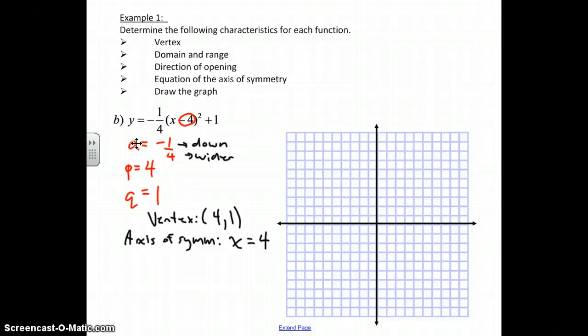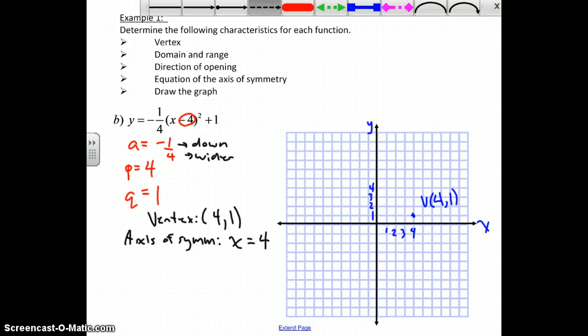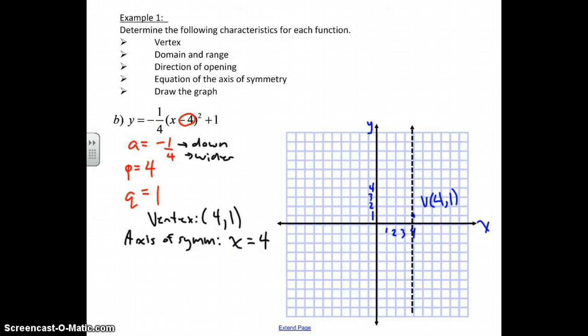I'm going to take some of this information and put it onto my graph. So I've got my x-axis, my y-axis. We've got a vertex of (4, 1), so I'm going to label a few of these. The vertex is here, and I'm going to put that as (4, 1). I've got my axis of symmetry, which is right through there at x equals 4. And it's opening down and it's pretty wide.